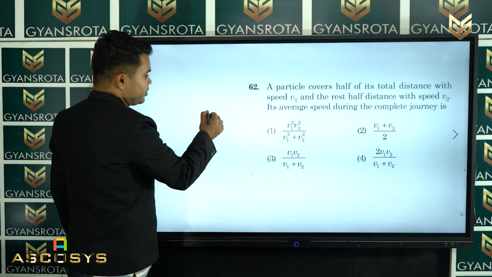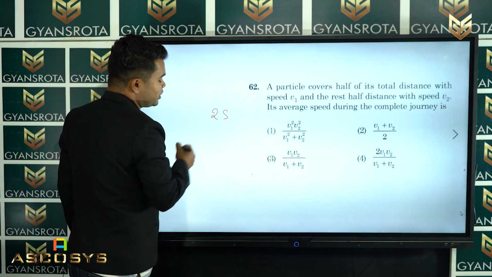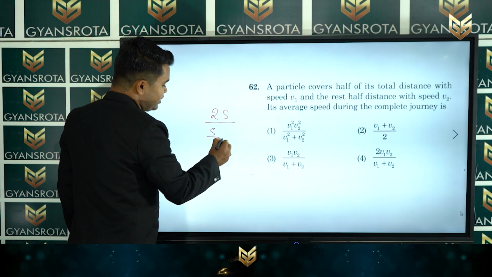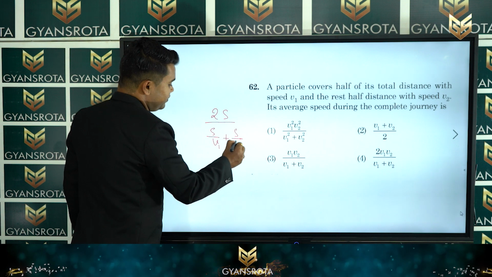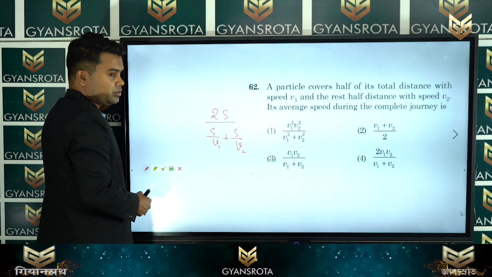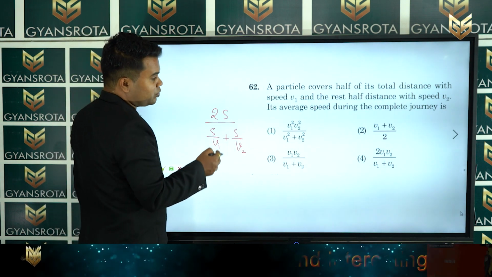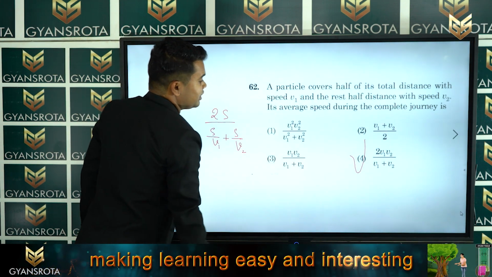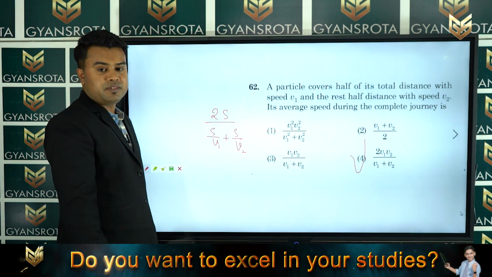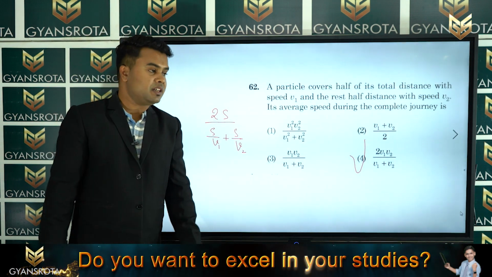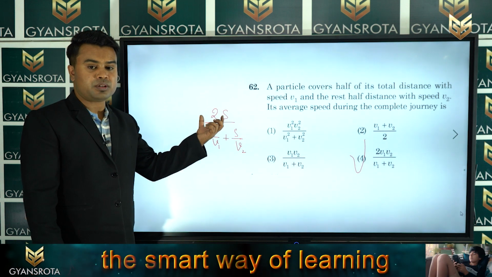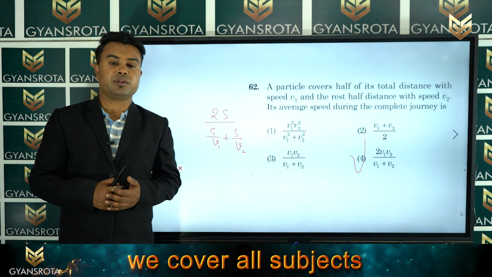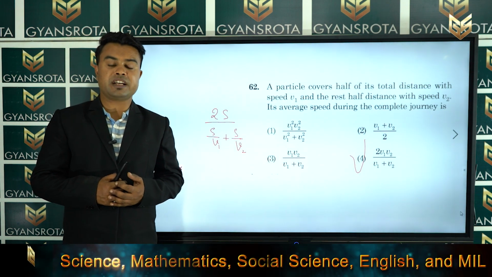This is simply, you can write down as twice of S, this is the total distance it will cover, divided by S by V1 plus S by V2. Yes or no? So once you solve this one, you will see that the right option will be twice of V1 into V2 divided by V1 plus V2. This is the average speed. So this is nothing but total distance by total time taken. So fine, this is how you can solve this one. Now let us move to the next question.